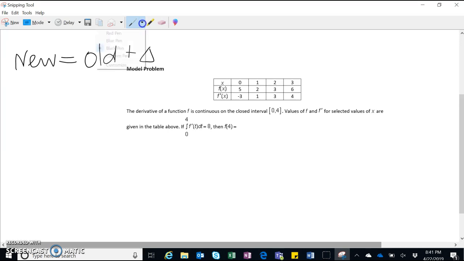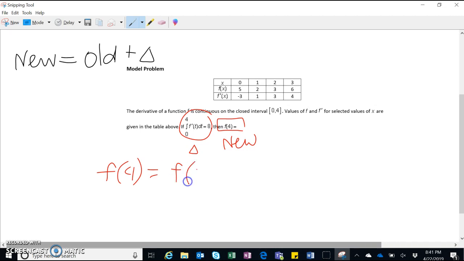So what I'm drawn to when I read through this model problem is this definite integral is given to me right here, and I'm remembering that a change is always represented by a definite integral. And then I can continue reading and I realize, hey, I'm being asked for f of 4. That looks like a new value when I see this integral right next to me over here. The new value is always the upper bound. So if I want to work through this new equals old plus change idea, that means f of 4 is going to equal my old value f of 0 plus the change that occurs from 0 to 4 of that next function, in this case f prime of t dt.